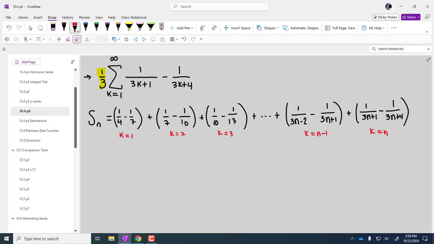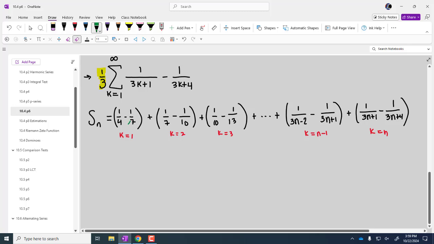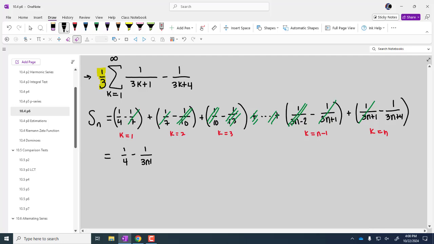Anyone have a question up to that point? The cancellation is fairly obvious. It is very sequential all the way through, like dominoes. Very pretty. And going back the other direction, same idea: first part with second part, first part with second part. So the only terms that are not disappearing are the 1/4 and the minus 1 over 3n plus 4. So there is S of n.